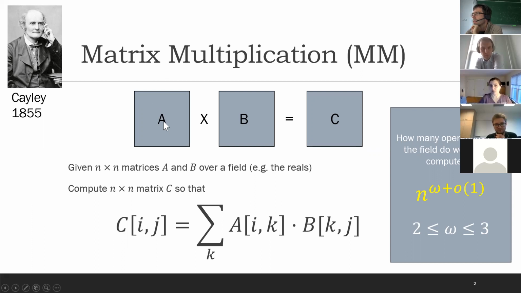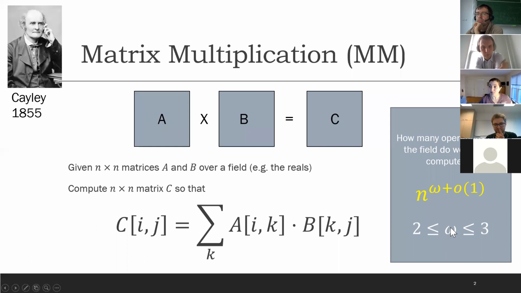And what we want to know is, given two n by n matrices, how many operations over the field, over the reals, do we need to get the output matrix C? For n by n matrices, we say that the number of operations is n to the omega plus little o of 1. Omega is the smallest real number for which you can get this many operations.